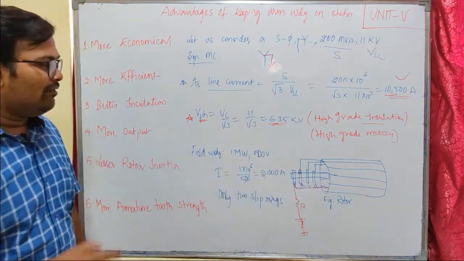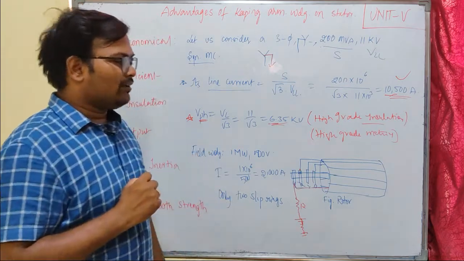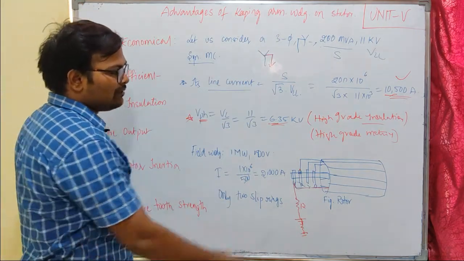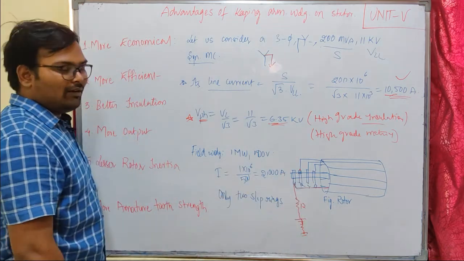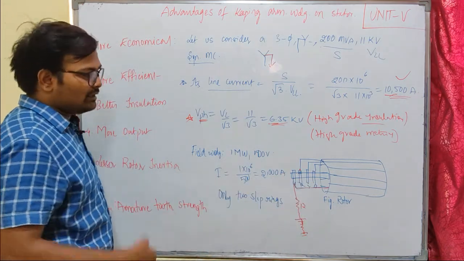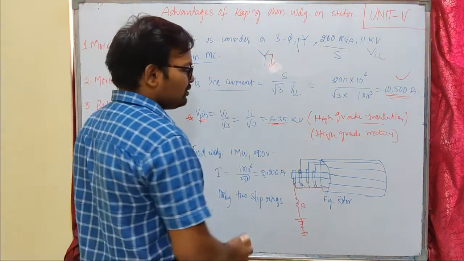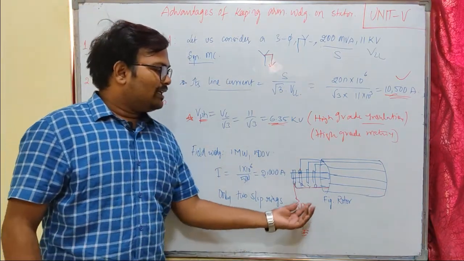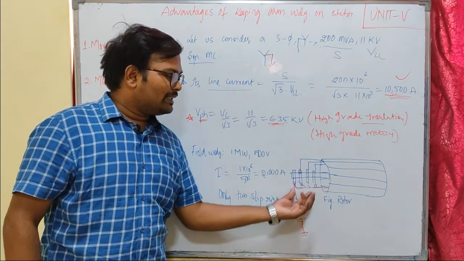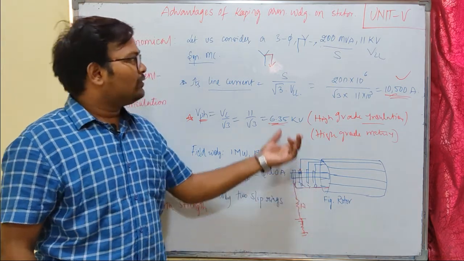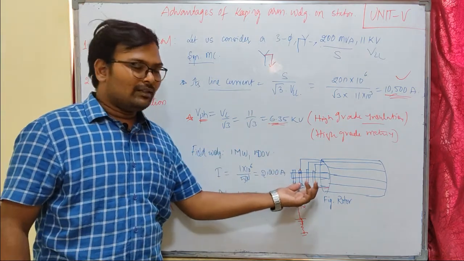Now let us try to understand what is happening if I keep our field winding on the rotor. Earlier I kept our armature winding on the rotor, so this is what happens if I keep the armature winding there. So this is the setup I have to make, which is increasing the cost of the machine. Now let us try to keep our field winding on the rotor. Let us see what is happening.